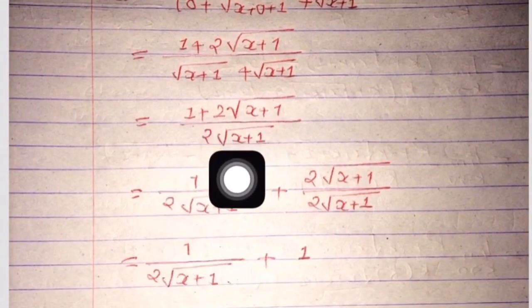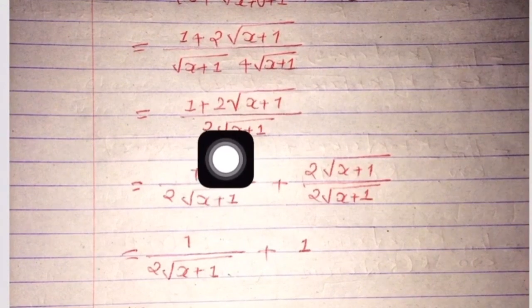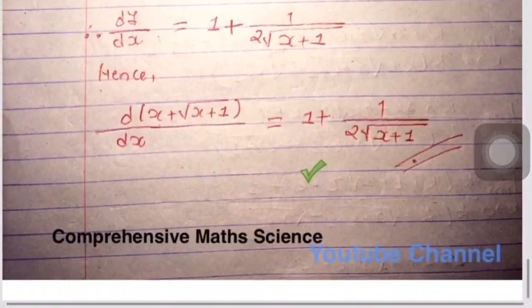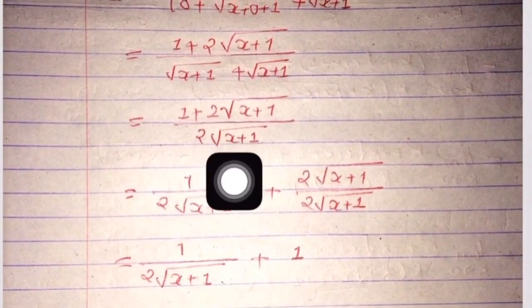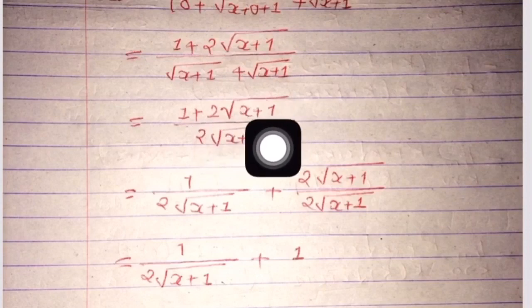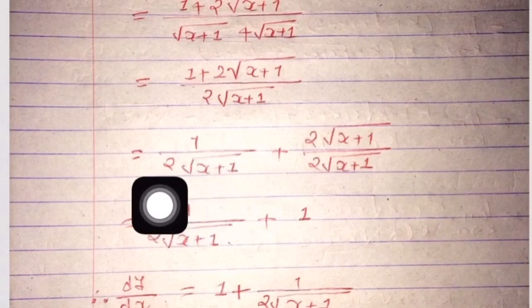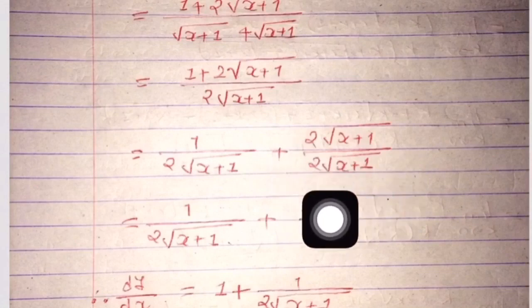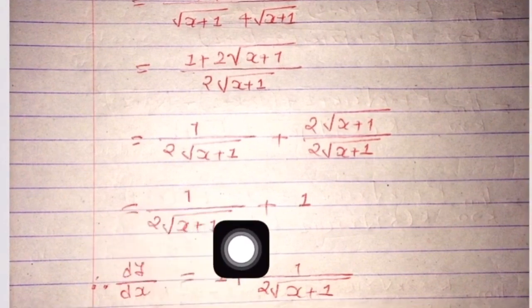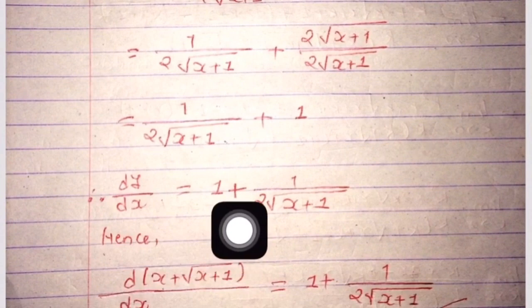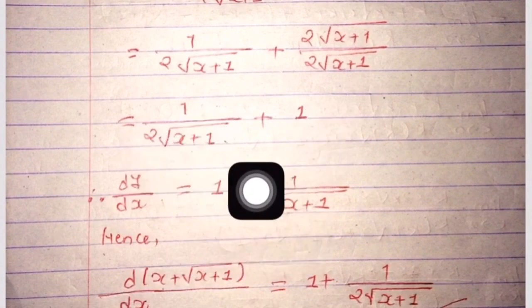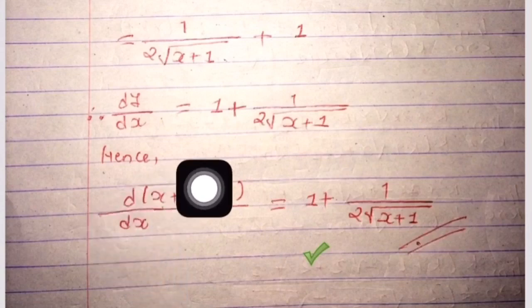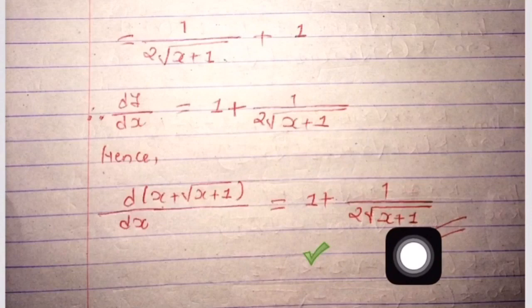Okay, this denominator is for both 1 and 2√(x + 1), so after separating them we get 1 divided by 2√(x + 1) plus 2√(x + 1) divided by 2√(x + 1), and this cancels out, remaining is 1. So dy/dx is equal to 1 + 1 divided by 2√(x + 1). So the derivative of x + √(x + 1) with respect to x, from first principle, we get 1 + 1 divided by 2√(x + 1).